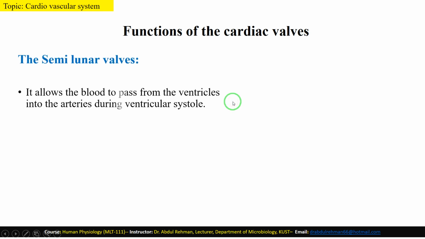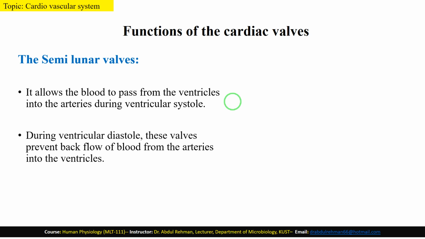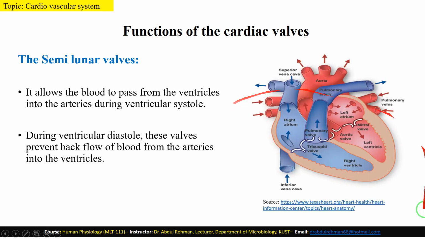The semilunar valves allow the blood to pass from the ventricle into the arteries during ventricular systole. While during ventricular diastole, these valves prevent backflow of the blood from the arteries into the ventricles. Here you can see there are two semilunar valves, aortic valve and pulmonary valve. So when the left ventricle contracts, the valve opens and the blood is passed to the aorta.